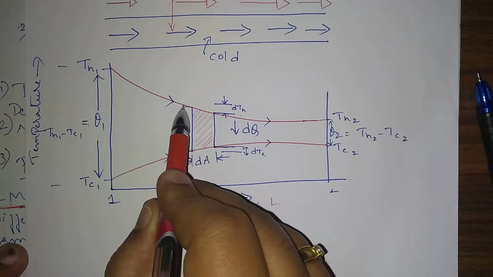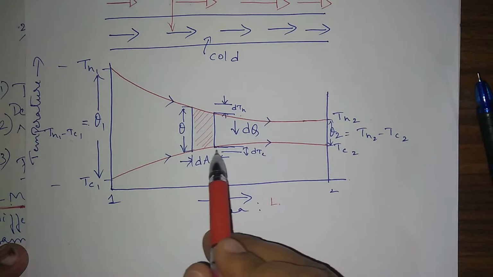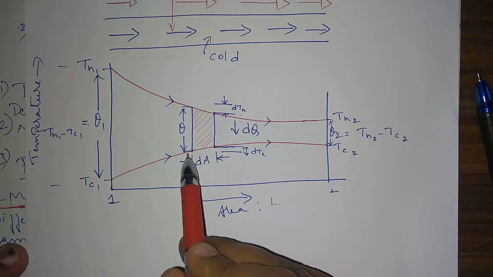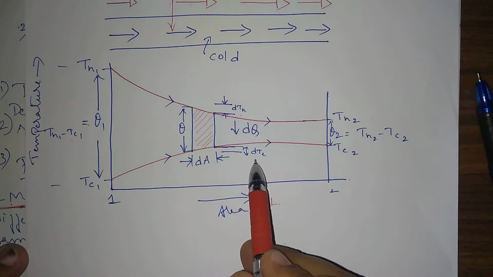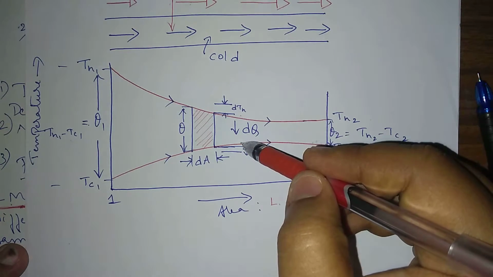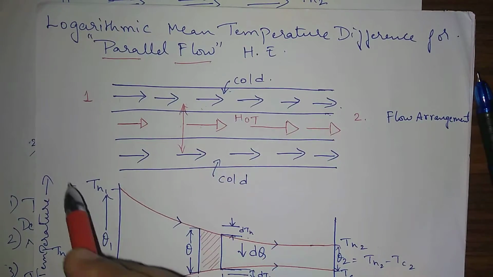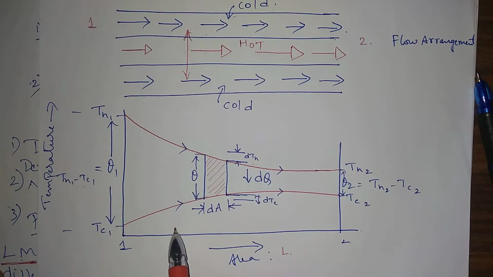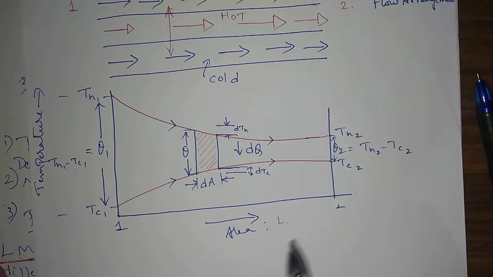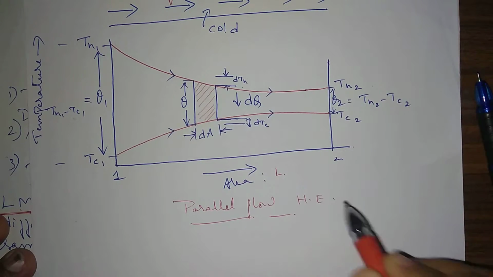So you can see this is the temperature difference for the hot fluid curve. Similarly, here also there is a slope which is increasing. This is dTc, and heat is always transferring from the hot fluid to the cold fluid. So this is the graph and this is the flow arrangement. You can see the arrow marks here, both are in the same direction. That is why it is called parallel flow. This is the graph for the parallel flow heat exchanger.